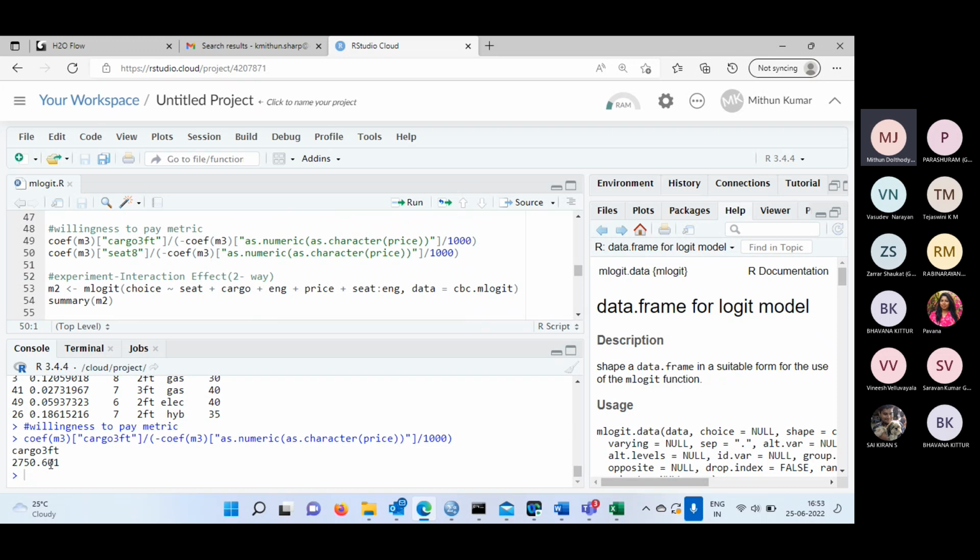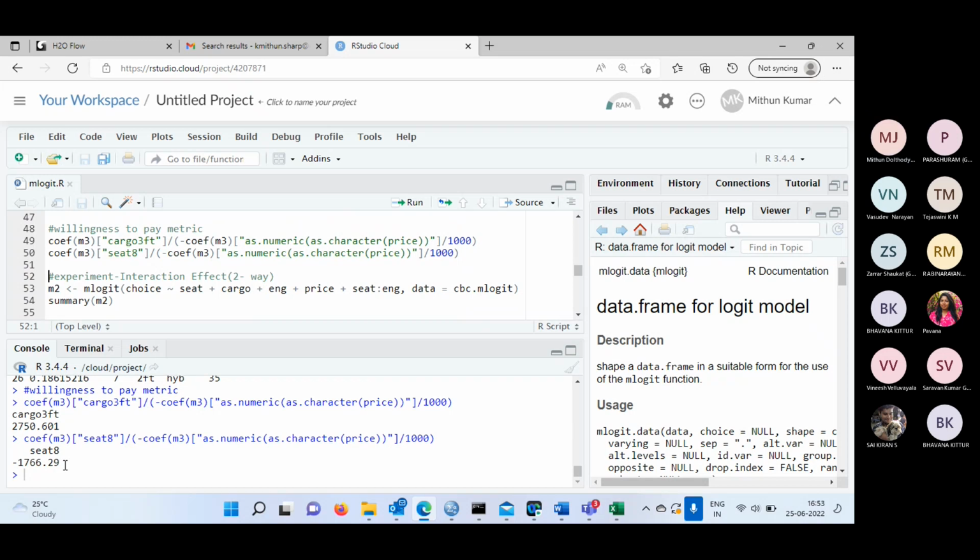Now let's look at seat 8. When I execute line number 50, for seat 8, you are getting a negative value, which means that for a vehicle with 8-seater, unless you give a discount of $1,766, people will not buy it. That is what it means, right?